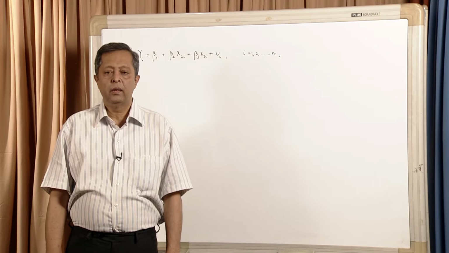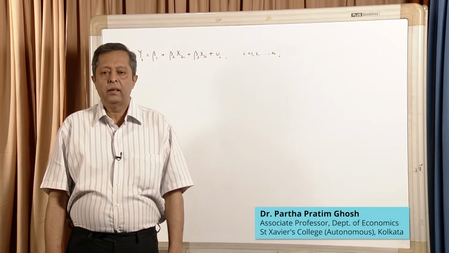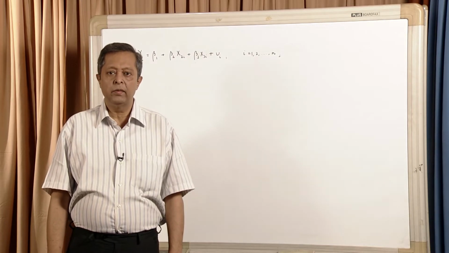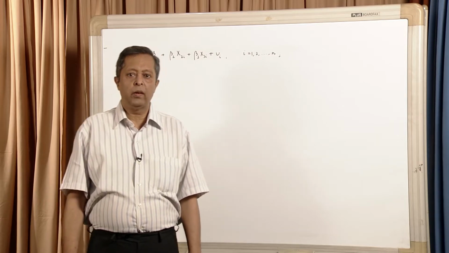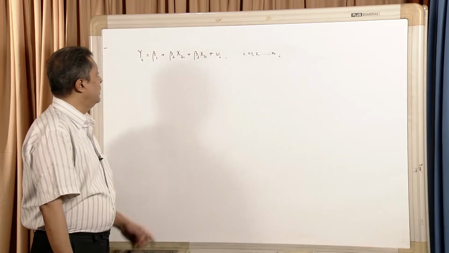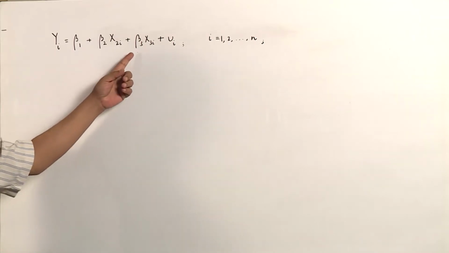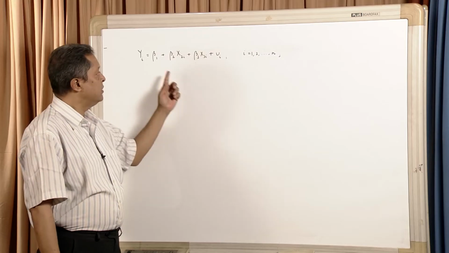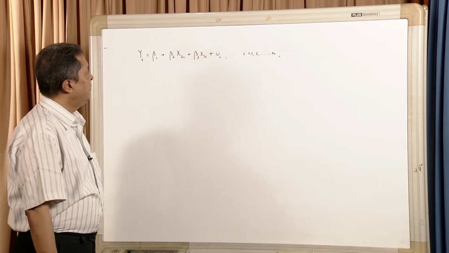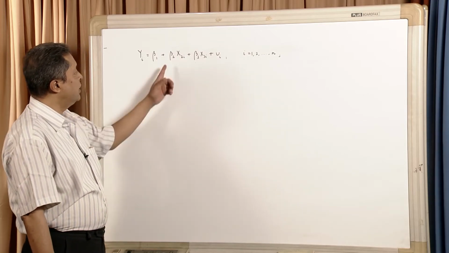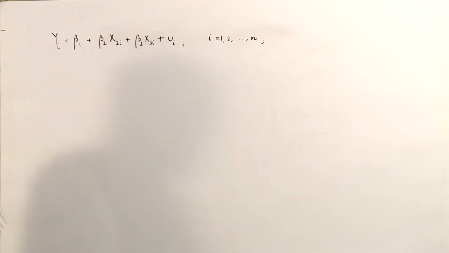Hello students, welcome to module 28 where we will discuss hypothesis testing on individual coefficients in the multiple linear regression model. So, we are already familiar with the model yi equal to beta 1 plus beta 2 x2i plus beta 3 x3i plus ui, which is a 3-variable model, the simplest form of the multiple linear regression model. And here we are going to test hypothesis about coefficients like beta 1, beta 2, beta 3 individually.